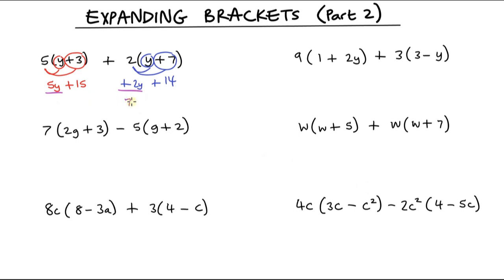That will give us 7y. And then 15 plus 14 is 29. So our final answer is 7y plus 29.